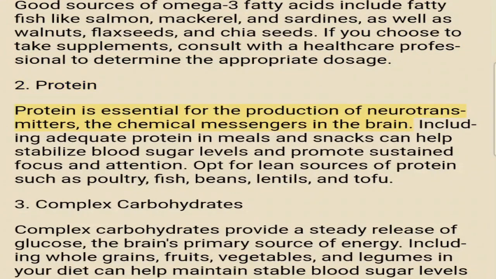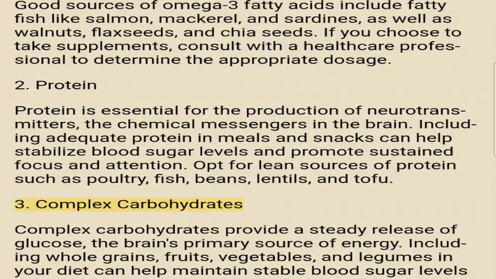2. Protein. Protein is essential for the production of neurotransmitters, the chemical messengers in the brain. Including adequate protein in meals and snacks can help stabilize blood sugar levels and promote sustained focus and attention. Opt for lean sources of protein such as poultry, fish, beans, lentils, and tofu.